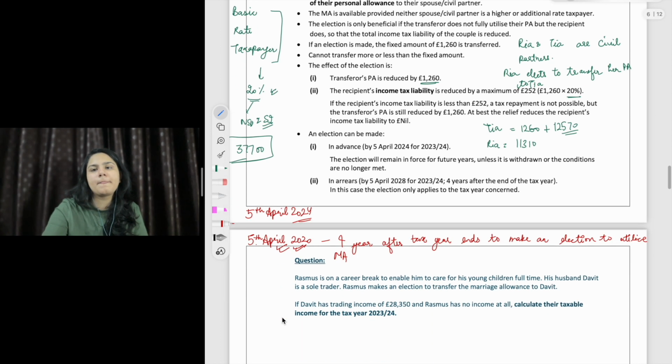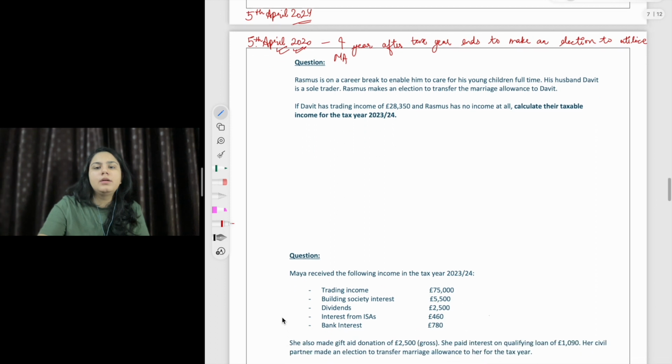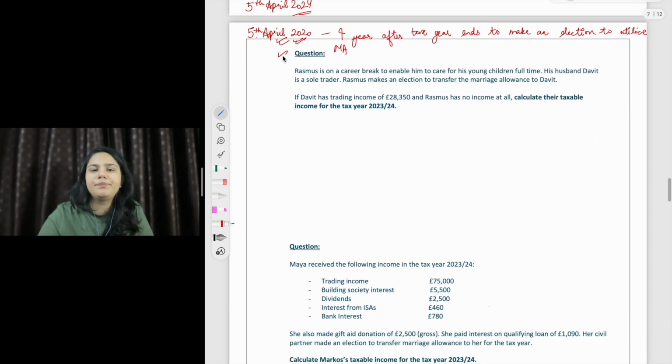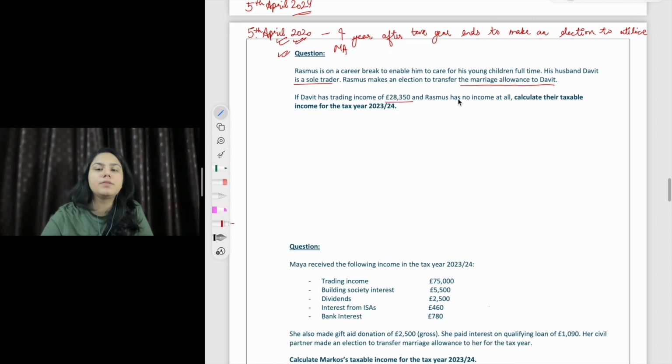All right, now let's do a question on it. They say that Rasmus is on a career break to enable him to care for his young children full time. His husband David is a sole trader. Rasmus makes an election to transfer the marriage allowance to David. David has trading income of 28,350. Rasmus has no income at all.